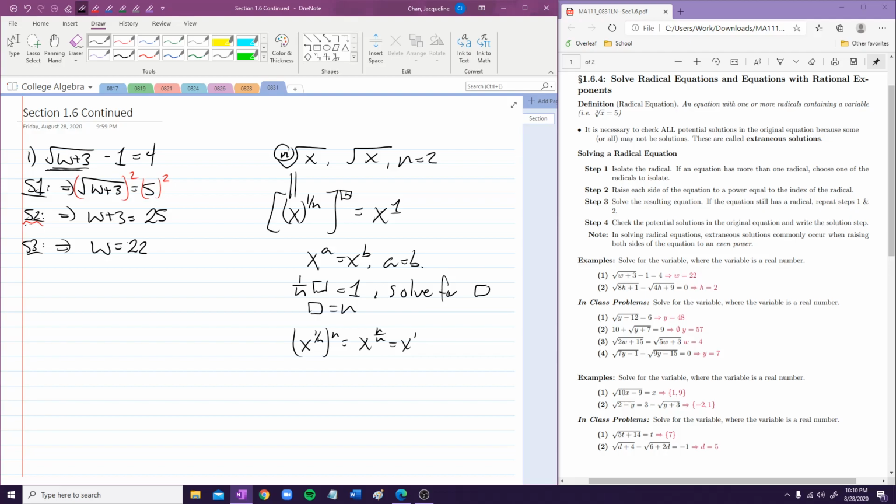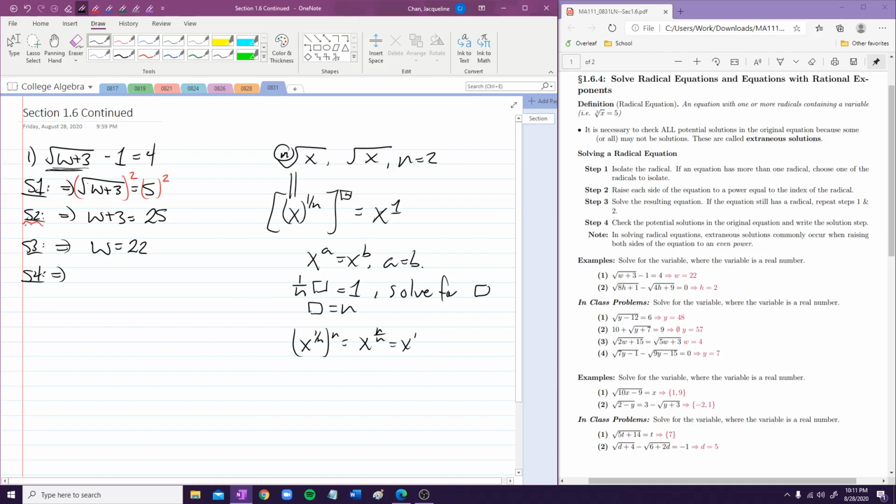Right, so now step 4, we have to check the potential solutions in the original equation. Before I do step 4, I do want to make a note. In solving radical equations, extraneous solutions commonly occur when raising both sides of the equation to an even power. So we did raise it to an even power, so it's even more critical that we check our solution. Right, so step 4.